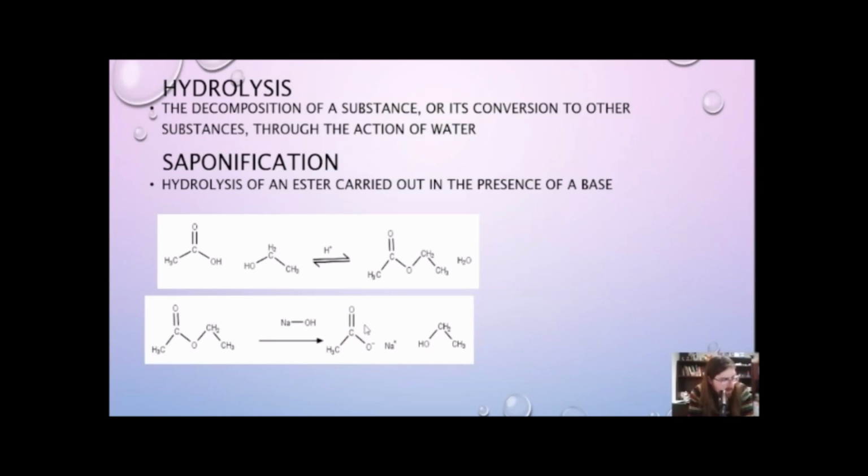Not quite a long enough chain to be a proper soap, but a soap. And this process is called saponification, which is the hydrolysis of an ester carried out in the presence of a base. Now, the book doesn't talk about this, but saponification, the term is Latin for essentially sapon is soap, ification is to make, so it's to make soap. Latin for to make soap, so saponification.